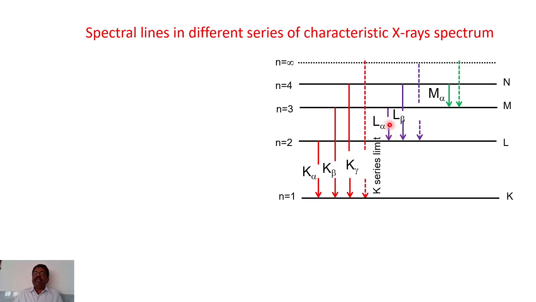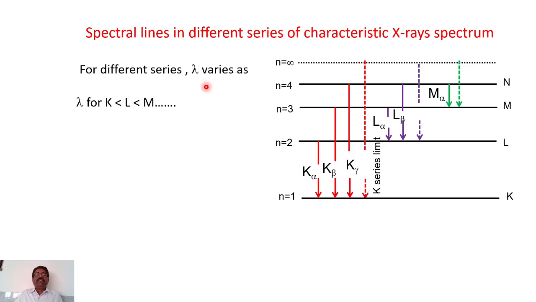Similarly, you can think of the L series X-rays. This is L alpha. You can see here L alpha: the transition from the M shell to the L shell to occupy the vacant position in the L shell. The photon given out will be L alpha. Similarly, the transition from the N shell to the L shell to occupy the vacant position in the L shell gives the L beta X-ray photon. And this is the M series, M alpha, M beta, M gamma, and so on. So once you know the nomenclature, you can understand how the spectral lines in different series of the characteristic X-ray spectrum are named.